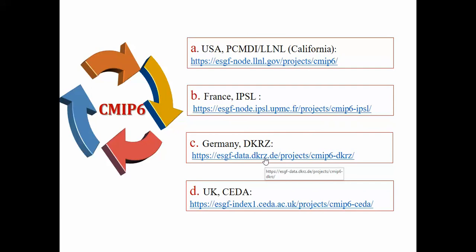Maybe you have heard about DKRZ. It is an essential gate that has lots of publications and also models for CMIP5, CMIP6, and the other MIPs for climate change conditions. And the last one, the fourth, is for the UK, United Kingdom, with the name of CEDA. By this link also, you can create a user account and use different models of CMIP6.